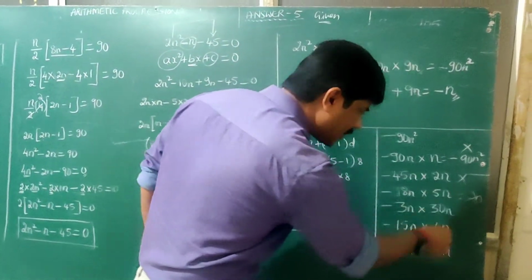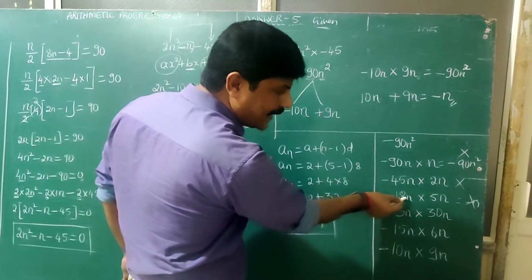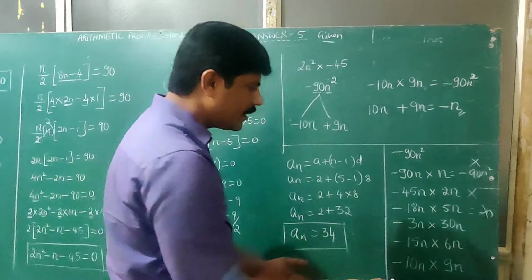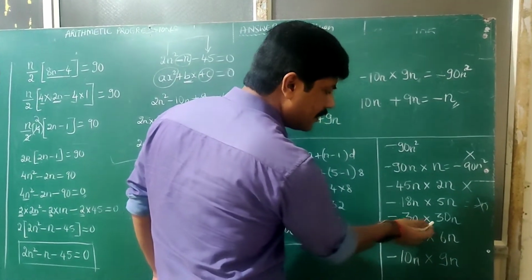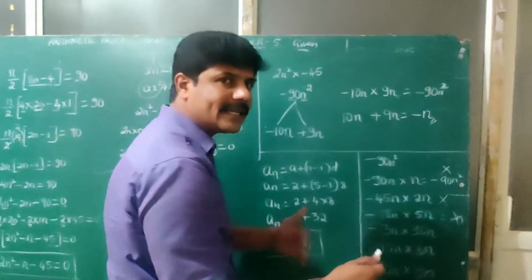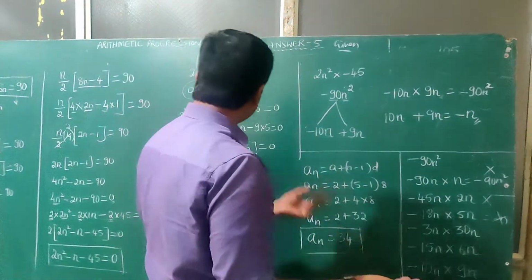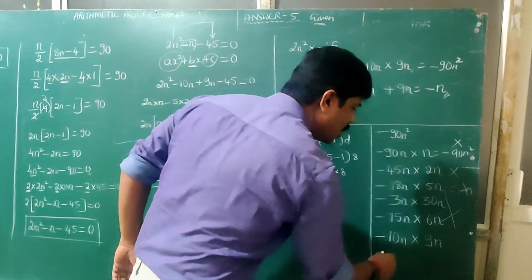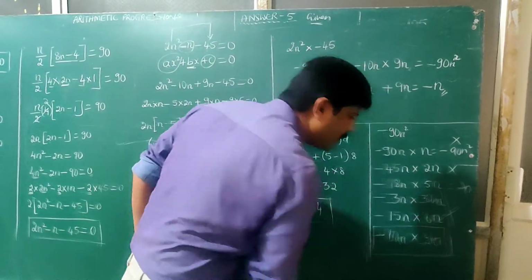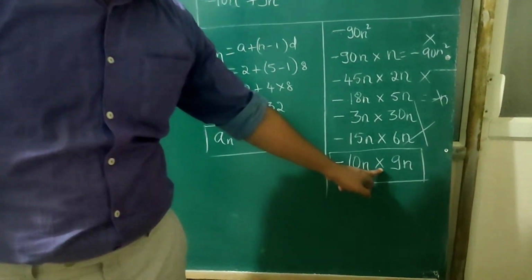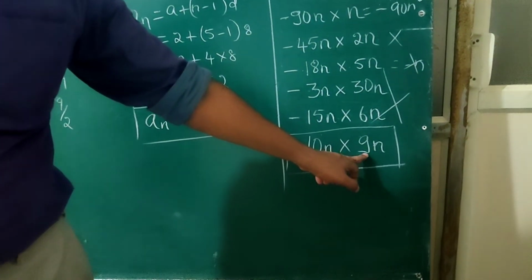Therefore, all these factors are rejected. Minus 18n plus 5n is minus 13n. Minus 3n plus 30n is plus 27n. Like this, all these are not equal to minus n. Therefore, all these factors are rejected. Only one factor pair is available, minus 10n and 9n.